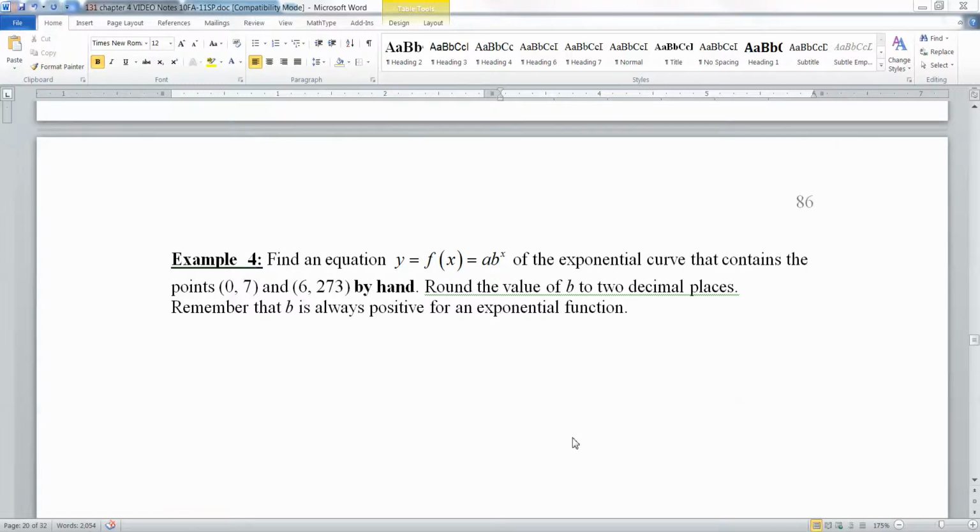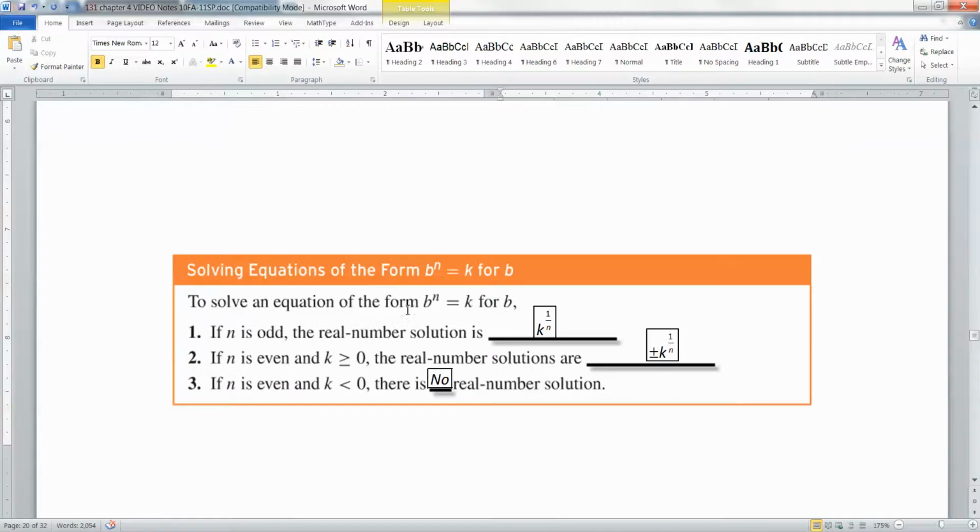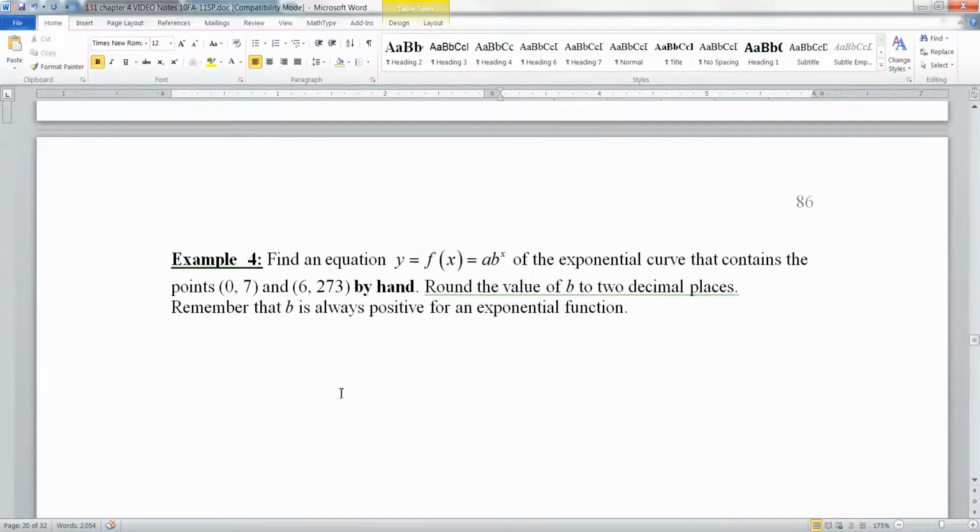So now let's use the skill that we learned in the last video about solving for base b when it's in the form b to the n equals k. Let's use that skill to find the equation for an exponential function that goes through these two points by hand. We're going to round the value of b to 2 decimal places. Sometimes you pick 3, 4, whatever.